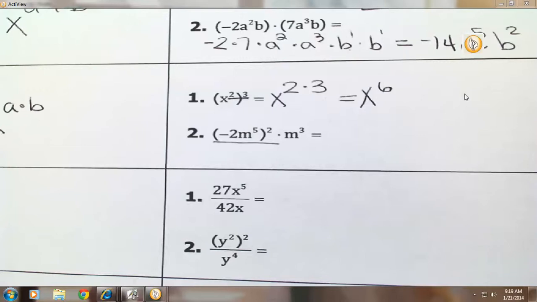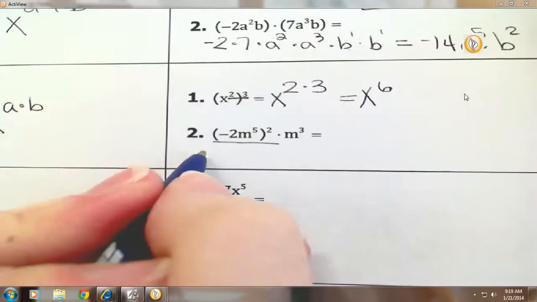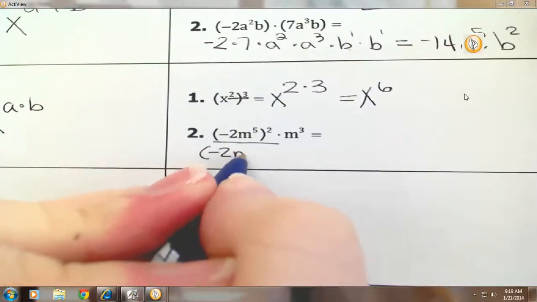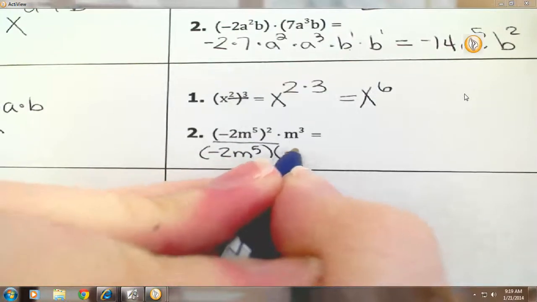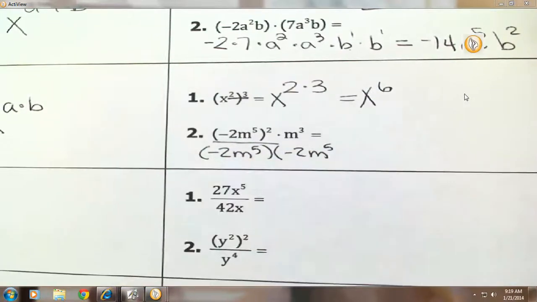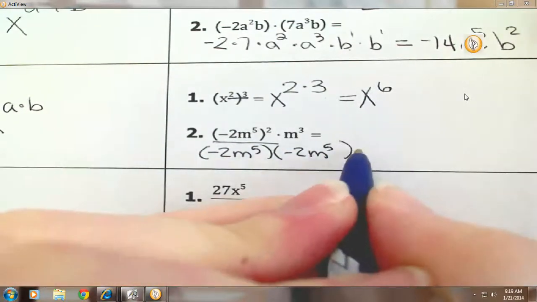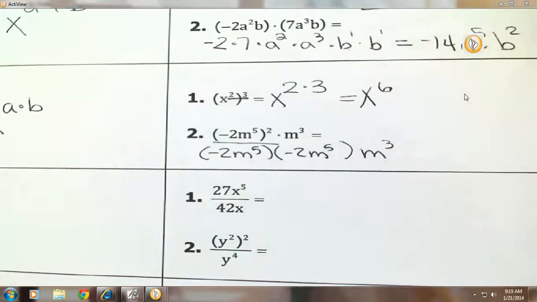Negative 2 squared. I need to do negative 2 squared. It is squaring everything inside. So think about what that really means. Isn't that negative 2m to the 5th times negative 2m to the 5th? Yep. Okay. Times m cubed. That's what it really means.